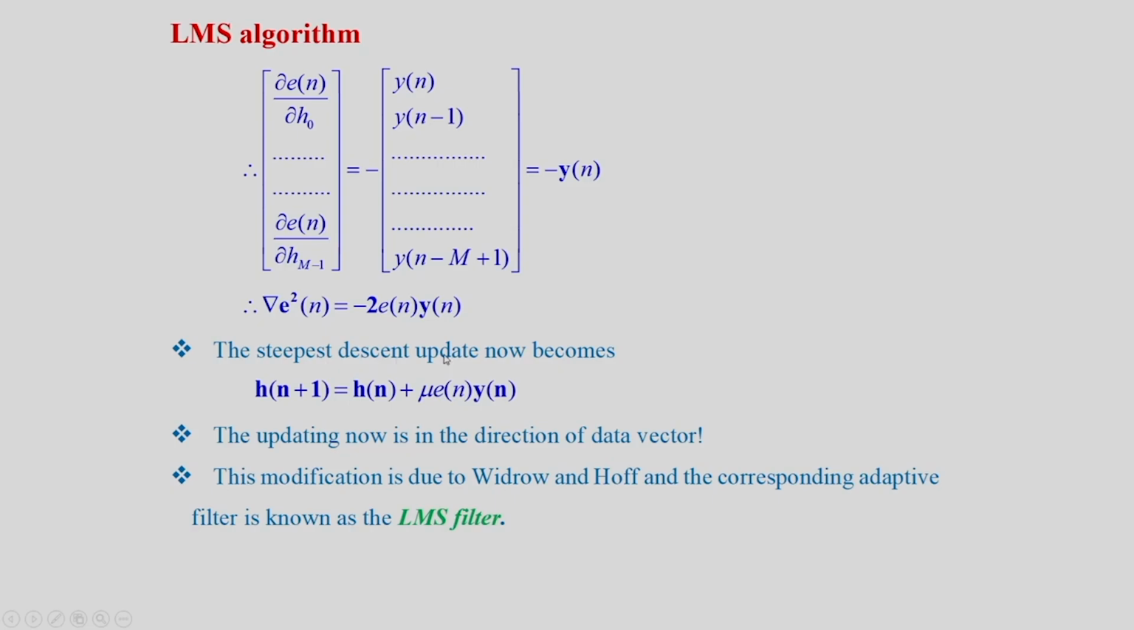This steepest descent update now becomes h sub n plus 1 is equal to hn plus mu times En into yn. Now, the updating is in the direction of yn instead of in the direction of the gradient of the mean square error. So, the updating is in the direction of the data vector. This modification is due to Widrow and Hoff, as we have told earlier, and the corresponding adaptive filter is known as the LMS filter.